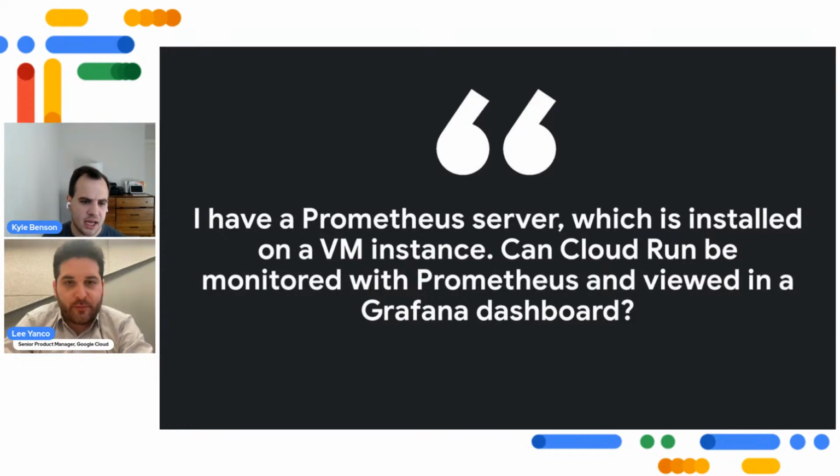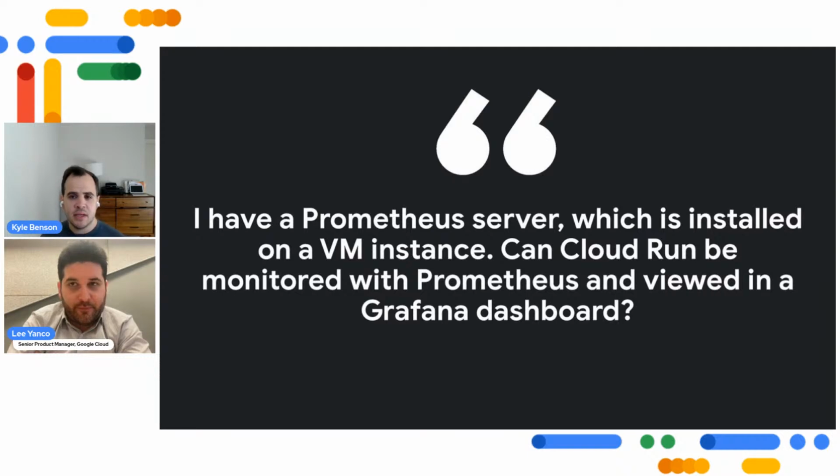The first pre-submitted question was, I have a Prometheus server which is installed on a VM instance. Can Cloud Run be monitored with Prometheus and viewed in the Grafana dashboard? I don't know if the person who submitted this was able to attend today. Lee and I interpreted this in 2 different ways. The way I viewed it was, if you're using Prometheus locally on a VM, let's say to capture node metrics with node exporter and sending that to a local Prometheus server, there's probably not a lot where Cloud Run gets involved here.